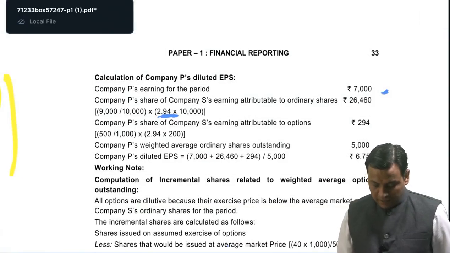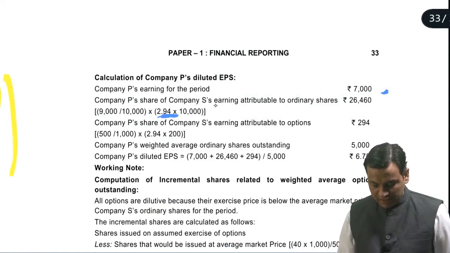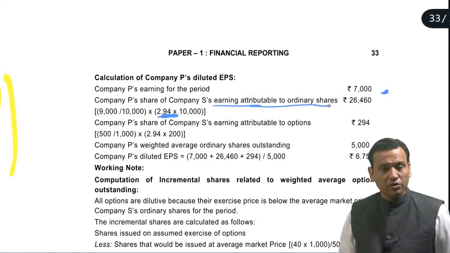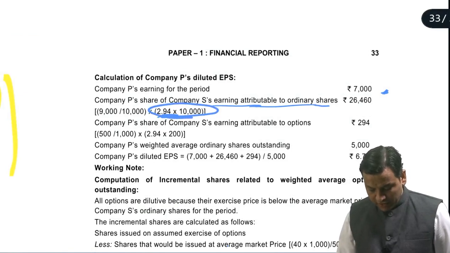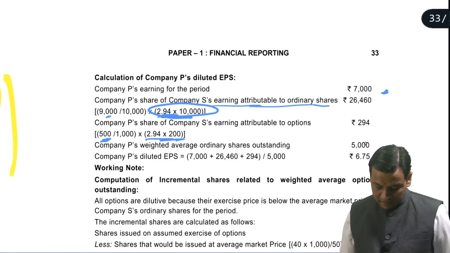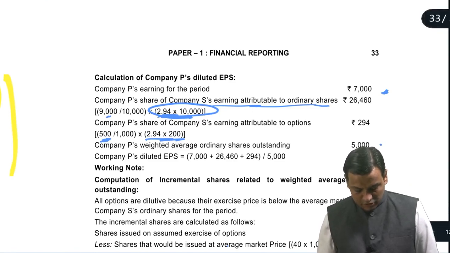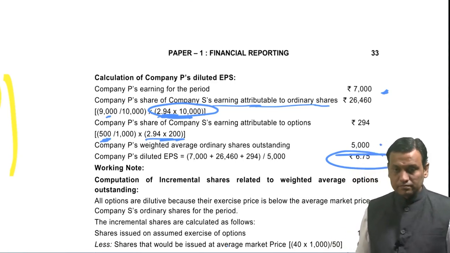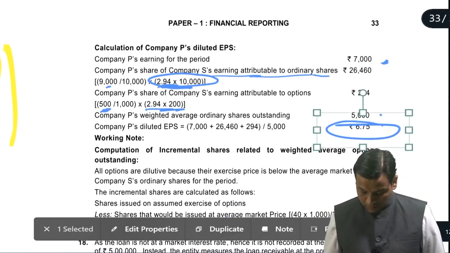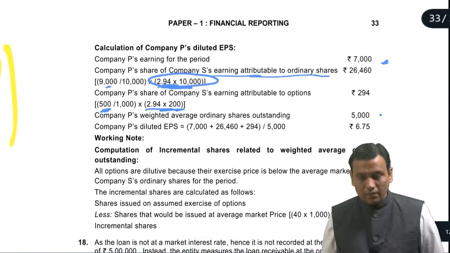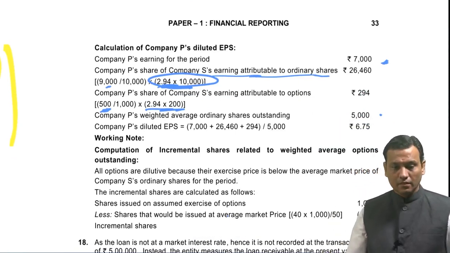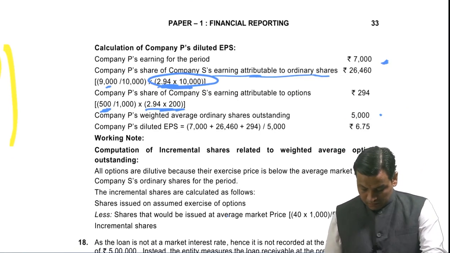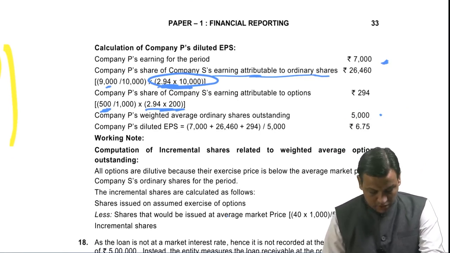Company P's earning, then company P's share of company S's earning attributable to ordinary shareholders: 2.94 into 10,000, and of course 90% belongs to me. 2.94 into 200, only 50% belongs to me. So both are added, and the number of shares we have is 5,000. So our diluted earning per share is 6.75. Clear, my friends? Okay, now let us move on to another question.